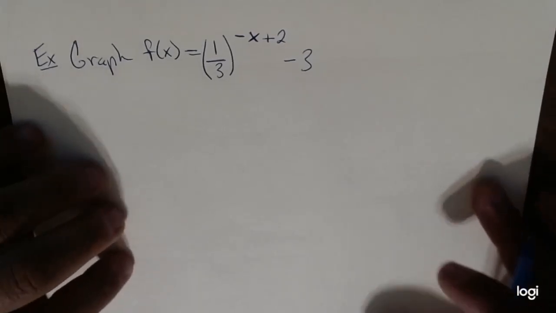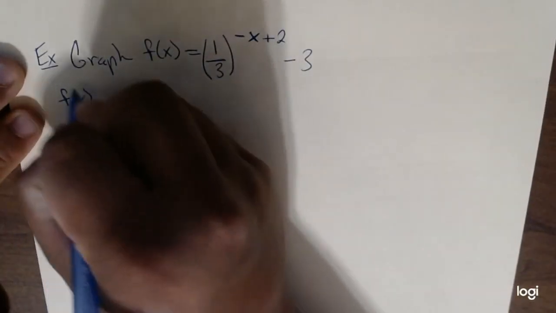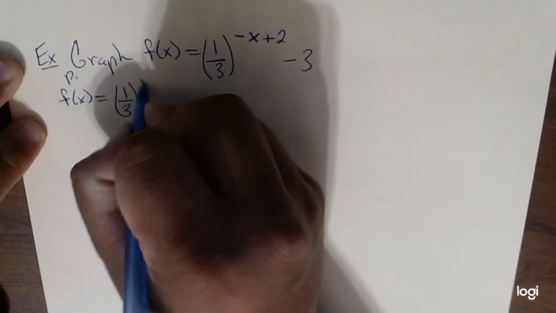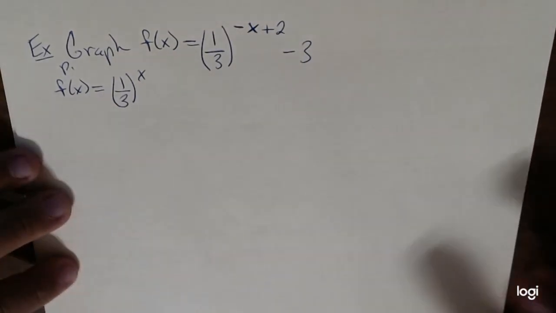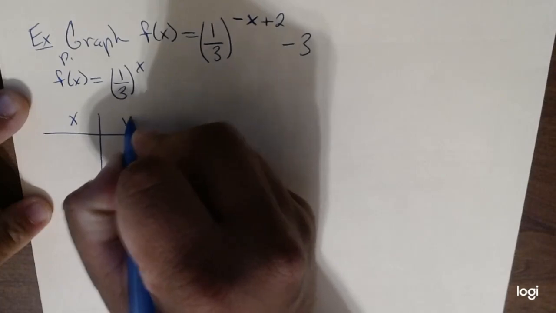So let's graph this one. When it comes to our parent function, P for parent function, this is going to be just a regular 1/3 to the x power, right? The bare basics that we have here. This one we haven't done before, so we're just going to make a little t-chart for this one. Not too bad, right?